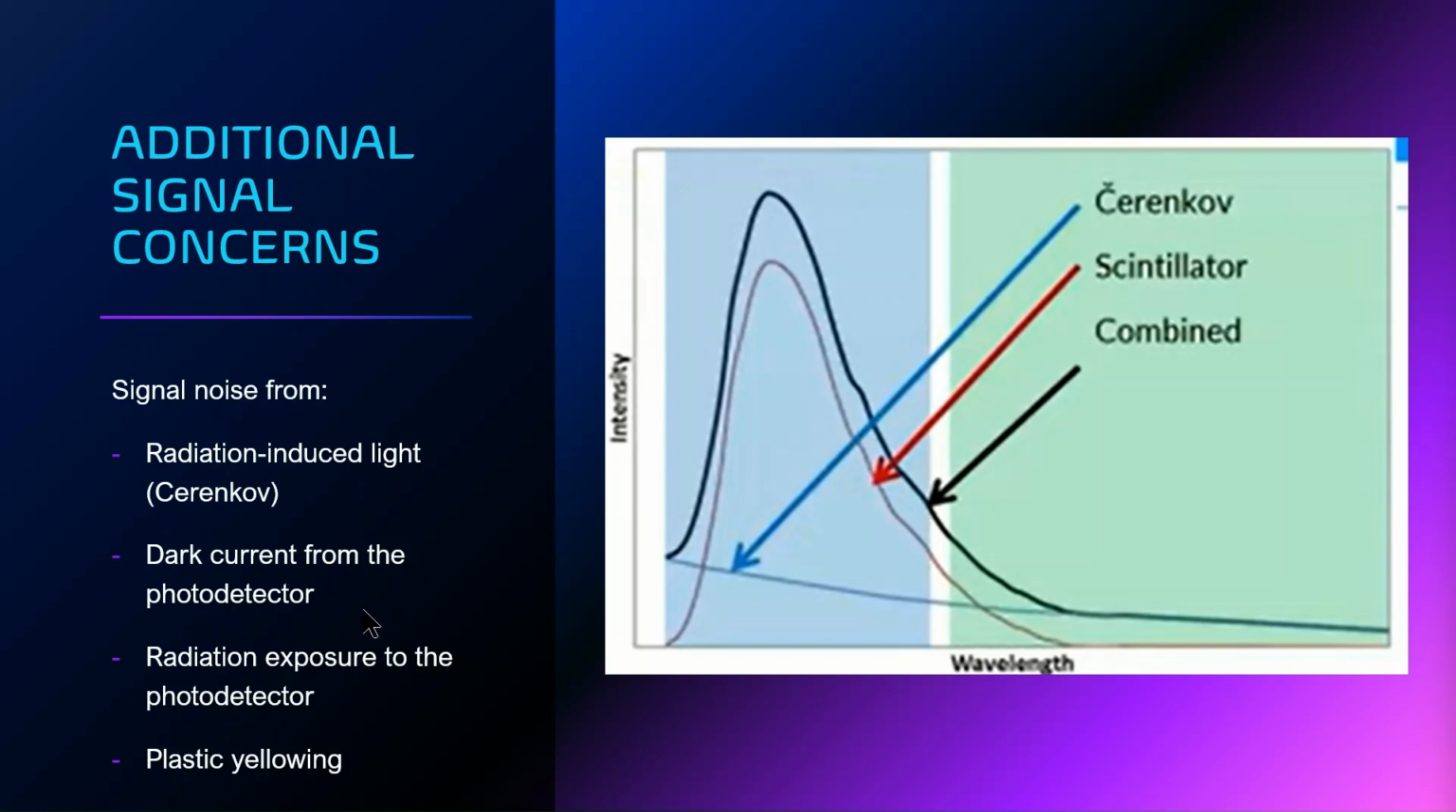And also, clear plastic has a tendency to have a yellowing effect due to age and due to exposure to radiation. And it will actually filter your signal and your spectrum that is being recorded. So devices need to be regularly recalibrated due to plastic yellowing.